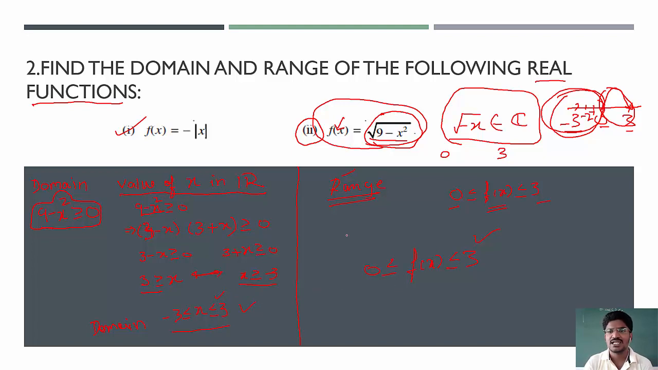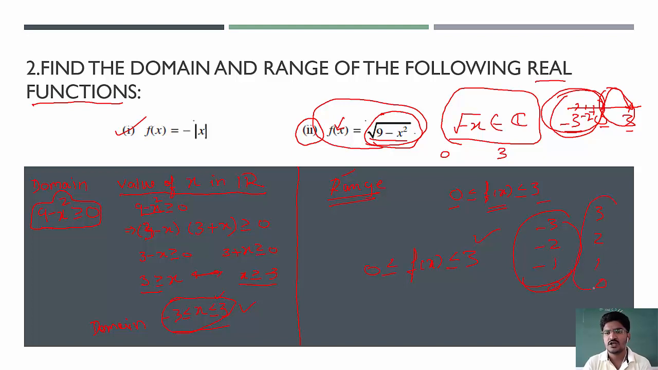Clear? I am directly writing the range from my domain. My domain is from minus 3 to plus 3. I am checking the terms by putting in this square root of 9 minus x square. First I put minus 3, next I put minus 2, next I put minus 1, next I put 0. Minus 3, minus 2, minus 1, 0. I check for these terms.